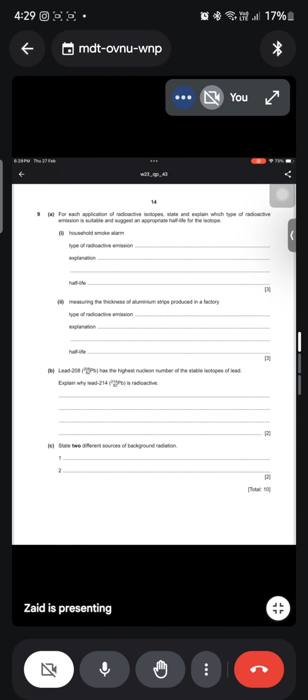For each application of radioactive isotopes, you can explain. Household smoke alarm, that should be alpha. Alpha, good. You weren't there in the class yesterday. We talked about the smoke detector. It works because alpha particles have the highest ionizing power. Alpha particles ionize the smoke particles, those ions can be detected, and they give an alarm so that you may know there is smoke over there.